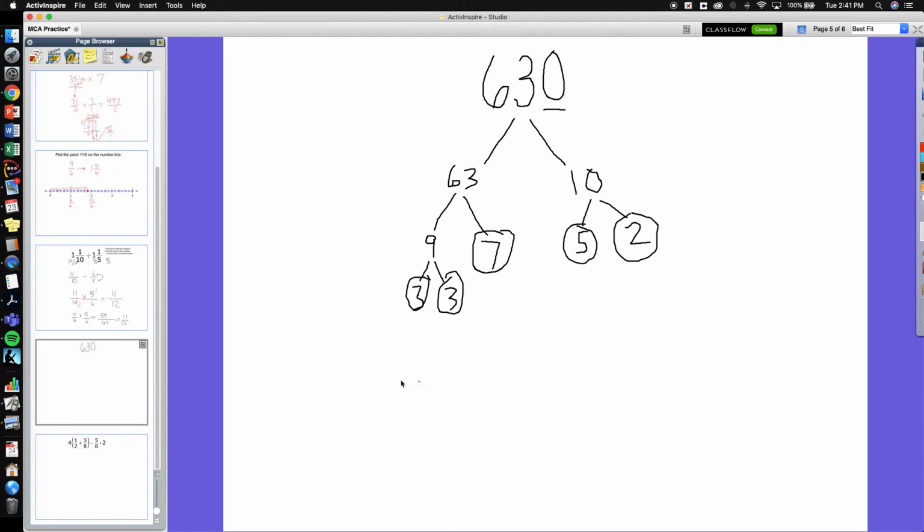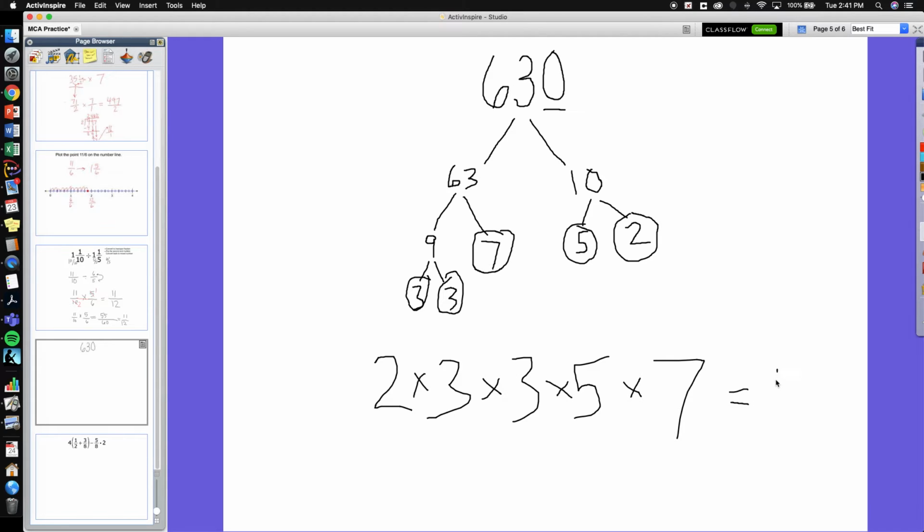So if we write out all of the prime numbers in order from smallest to biggest, we get 2 times 3 times another 3 times 5 times 7. And if you double checked and put all of this into a calculator, it would multiply up to 630.